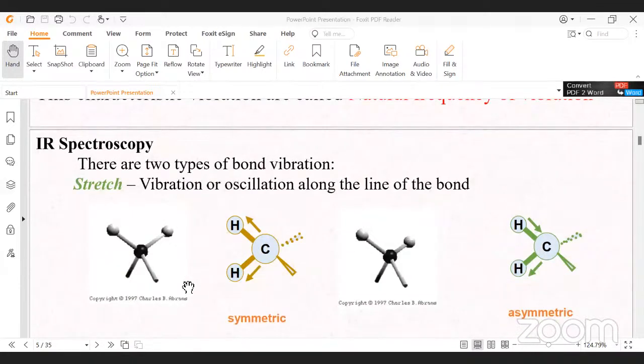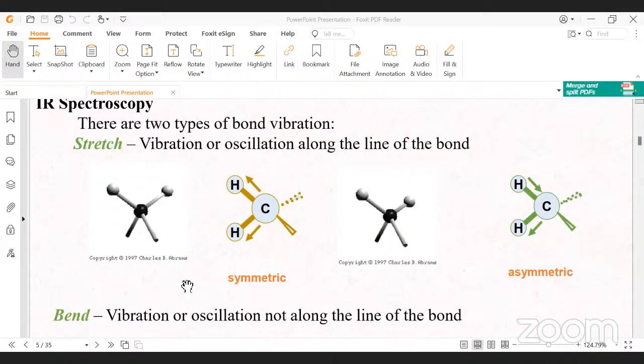Look here. These are the two types of bond vibration: one is stretching, another is bending. The stretching vibrations are oscillations along the line of the bond. We have two types of stretching, one is symmetric stretching and another is asymmetric stretching. Here we have carbon with two hydrogens. When the hydrogens elongate towards the opposite direction, this is symmetric stretching. Here the green color is carbon, with two hydrogens.